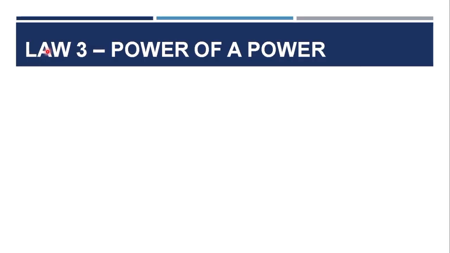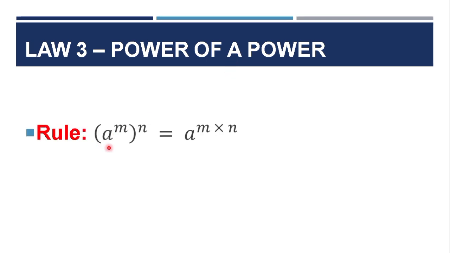The third law of indices, the power of a power. Now, if you have a number raised to a power, and the whole thing is raised to a certain exponent, what you do is that you write the base once and you multiply the exponents. So here the base is a, and I'll multiply m by n.